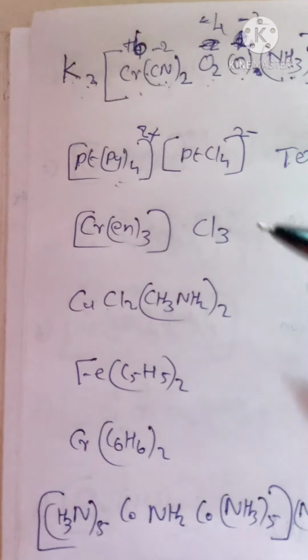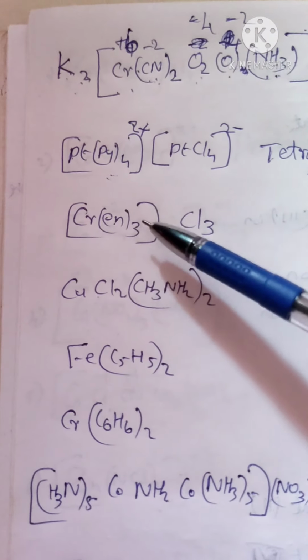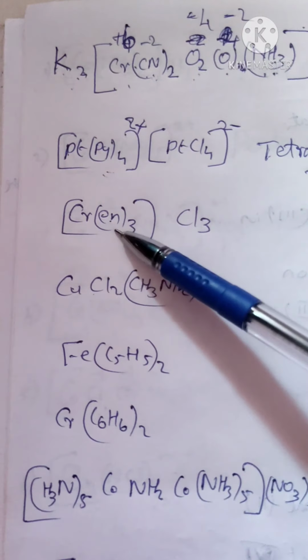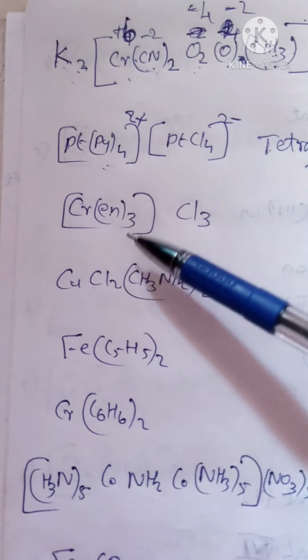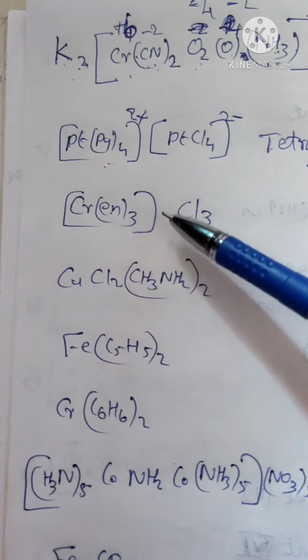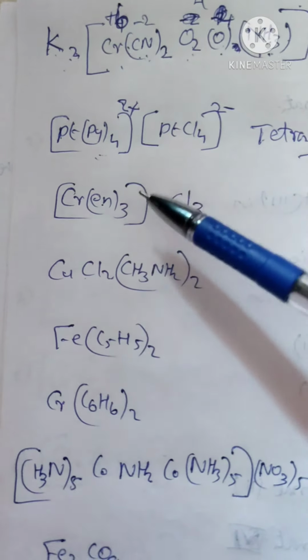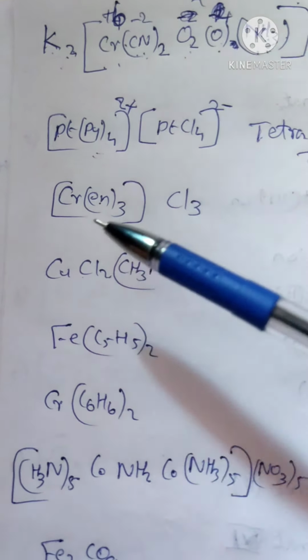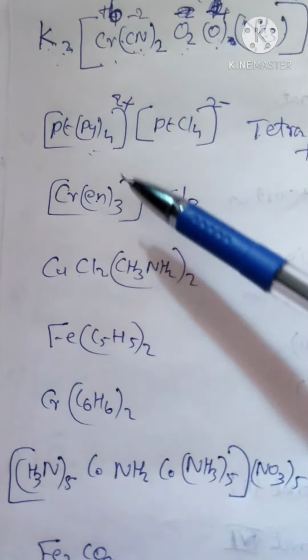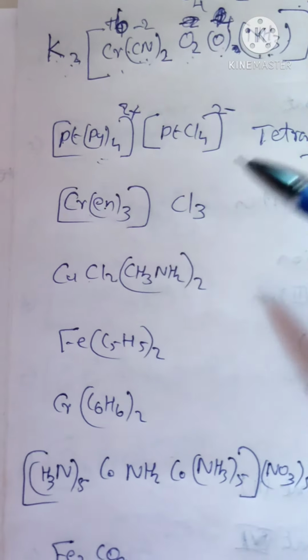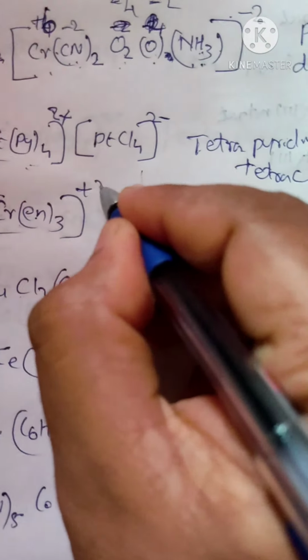Okay. This complex, this ligand is called ethylene diamine, and we have 3 times ethylene diamine. So we have to name it in this way: tris ethylene diamine. Ethylene diamine will be in brackets and then tris. We will never use triethylene diamine, that is a wrong expression. So we have to use tris ethylene diamine, and then we have chromium. Chromium in this case is +3 oxidation state, because the overall charge is +3.